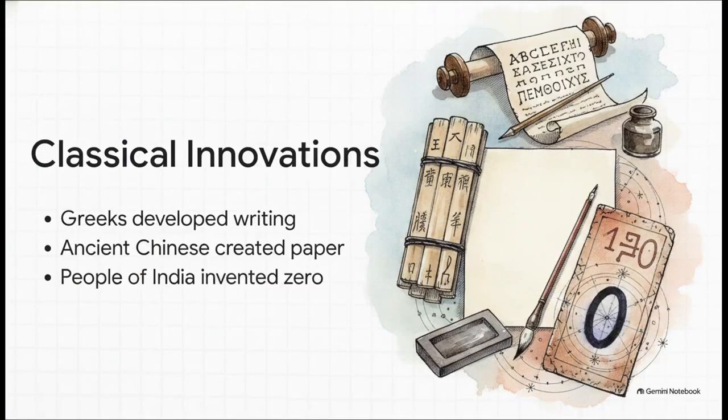The legacy of the classical world is absolutely staggering. The Greeks developed highly complex new writing systems that allowed philosophy and democracy to truly flourish. The ancient Chinese completely revolutionized human knowledge by creating actual physical paper, which made recording history vastly more efficient. But perhaps the most mind-bending of all, the people of India literally invented the concept of zero.